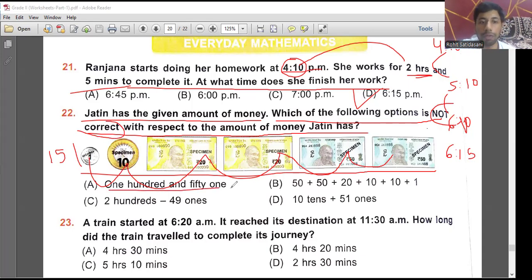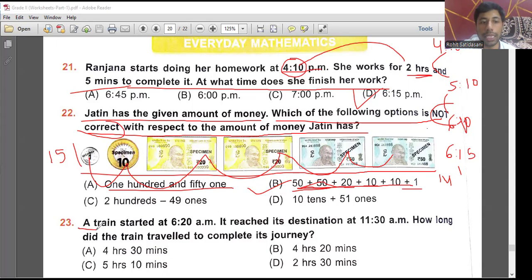Let's see. 50 plus 50 plus 20. 50 plus 50, 100. 20, 120, 130, 140, 141. It is not matching. So option number B is the correct answer. You can check out other options as well, but I got my answer here: 141, and he has 151. So it is not correct. Option number B is the correct answer.